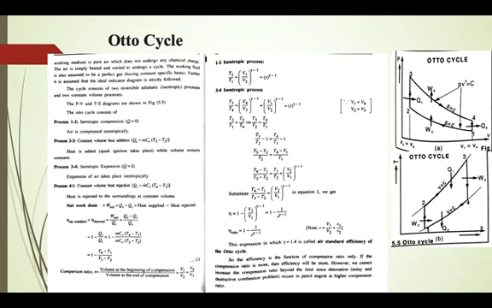Moving on to Otto cycle. Now Otto cycle, also known as constant volume cycle, the petrol engines actually work on this cycle. The cycle was introduced by scientist Otto in 1876.